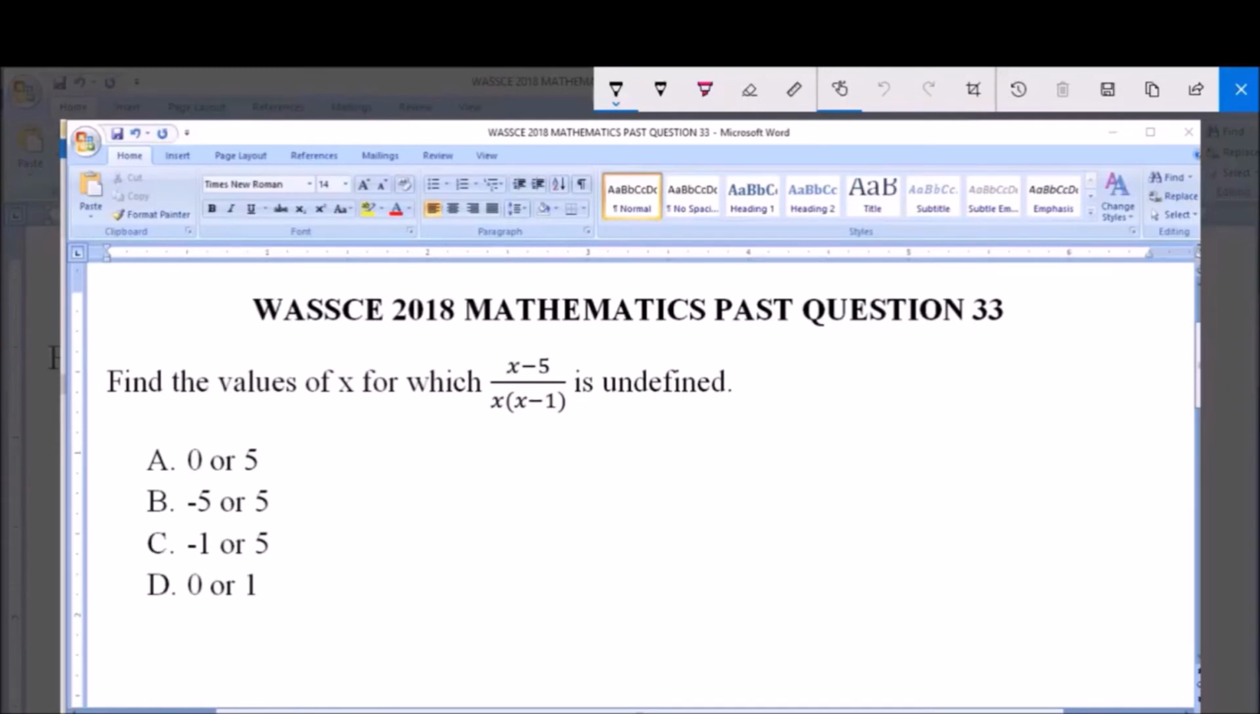I'll be answering WASSCE 2018 Mathematics Past Question 33. Find the value of x for which (x minus 5) over x(x minus 1) is undefined. A, 0 or 5; B, minus 5 or 5; C, minus 1 or 5; and D, 0 or 1.